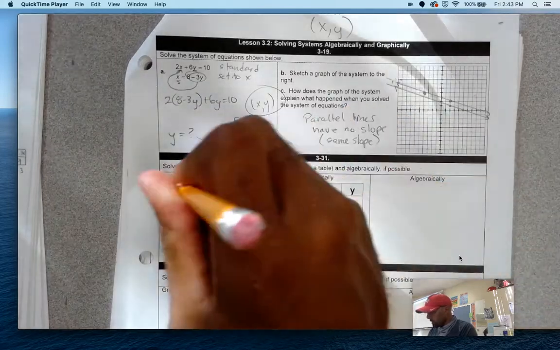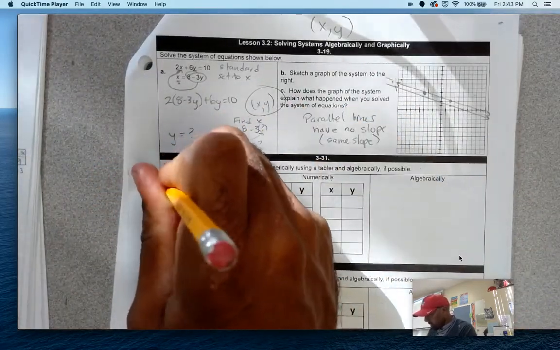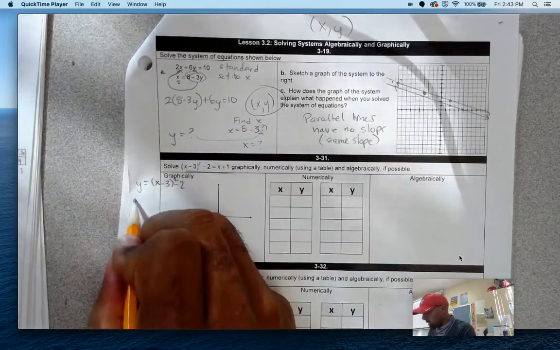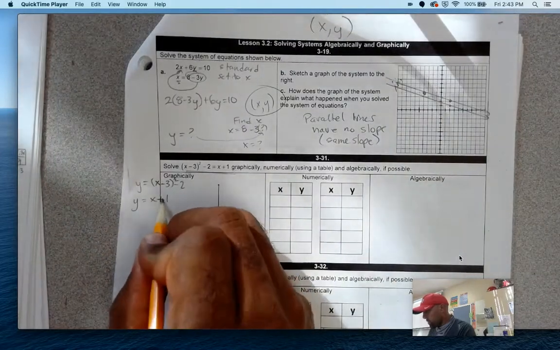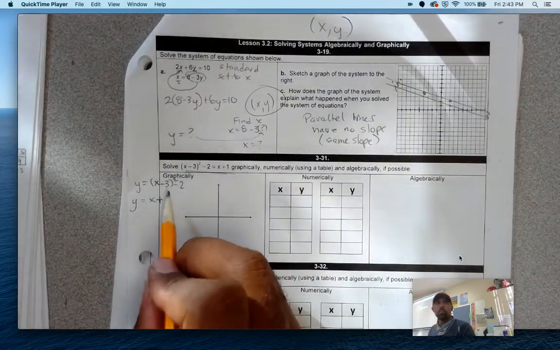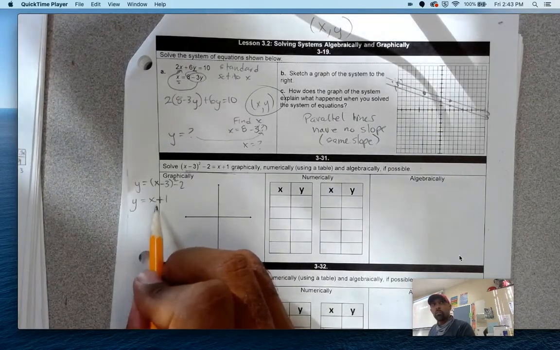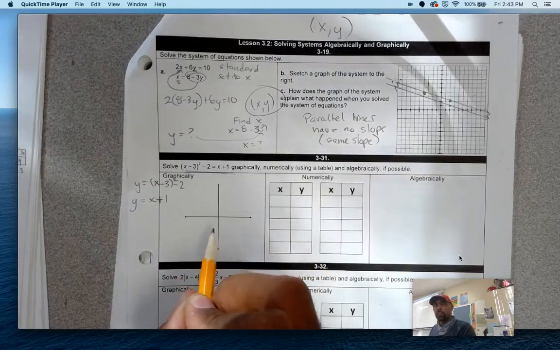Okay, the first one is y equals (x minus 3) squared minus 2. You might recognize that as graphing form. The second one is y equals x plus 1, and that's y equals mx plus b form. So that's a parabola, and then that's a linear function or a straight line. So that way I know kind of what I'm expecting on this graph.